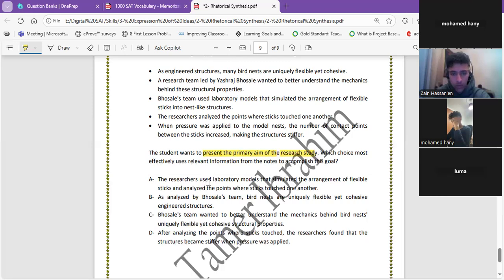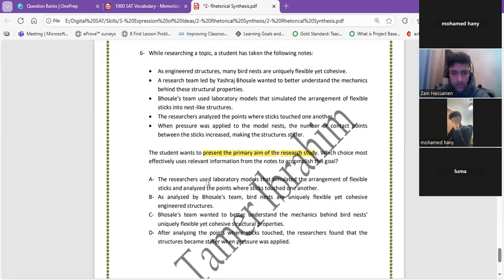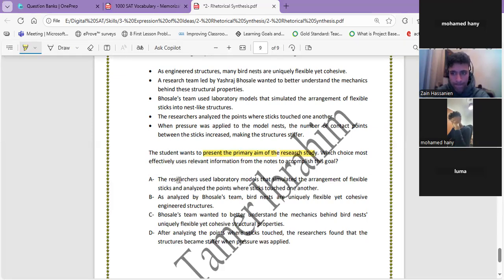The researcher used... It's not the aim. He talked about what they use. What is the method? Use laboratory models. Let me see. Okay, Khalid. The researcher used laboratory models that simulated the arrangement of flexible sticks and analyzed the points where sticks touch one another. Here he didn't talk about the aim. Here he talked about the method, the methodology for doing this experiment.